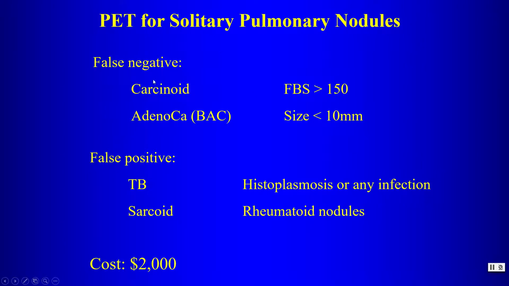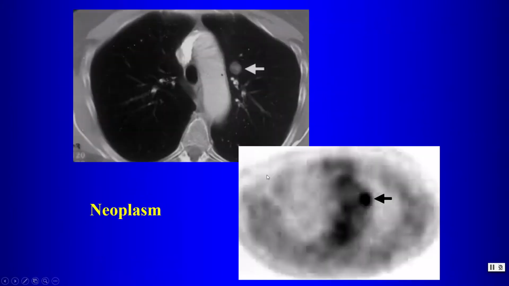We can have false negative results with carcinoid and well differentiated adenocarcinomas, what used to be called bronchoalveolar carcinoma. Also, if the fasting blood sugar is greater than 150, remember sugar competes with the imaging agent, the FDG. So that's why the sugar is checked before the PET scan is done, to make sure the patient is not hyperglycemic. And also lesions that are small size, less than 10 millimeters, can also give you false negative PET scans. False positive PET scans you can get with any inflammatory lesion. So TB, sarcoid, rheumatoid nodules, any infection, any active inflammatory lesion can give you a false positive PET scan.